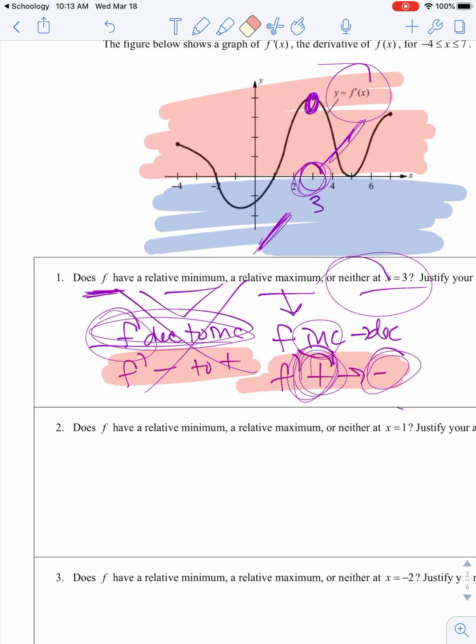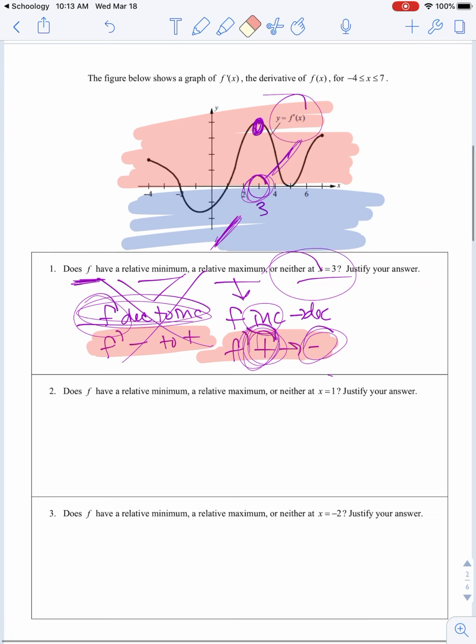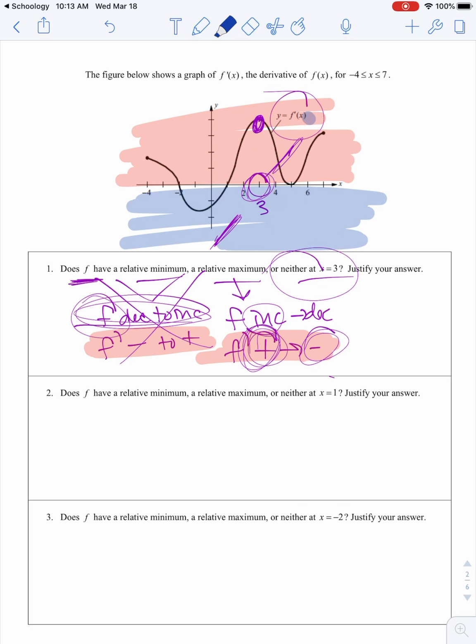And I'm not going to really write in the answers because you can refer back to the answer key. I'm just going to try to explain as I go through it here. Okay? So that's what you're thinking. The key here is this is the graph of the derivative. Keep that in mind. Okay, so let's look at number 2.